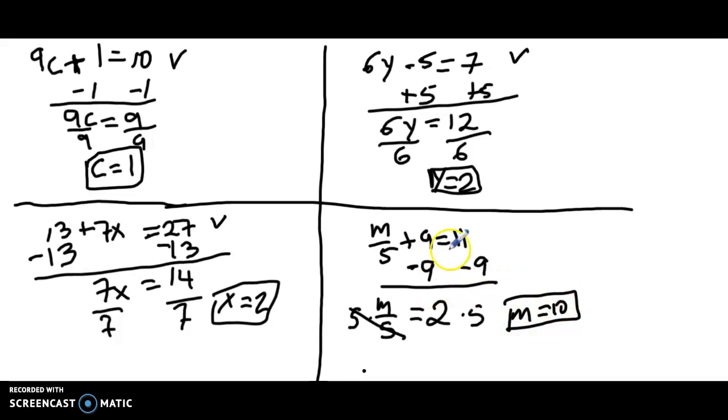Put that in the original. If you put this 10 in the original right here, division has to be done first. 10 divided by 5 is 2. 2 plus 9 is indeed 11, and it checks. And there you have it. It's 4 examples, but I tried to use all the basic operations so you can see them.